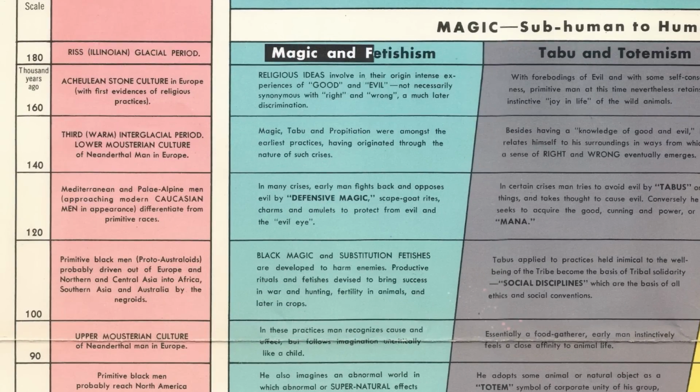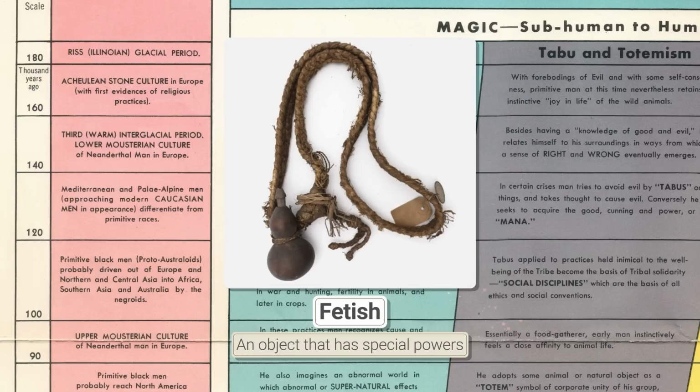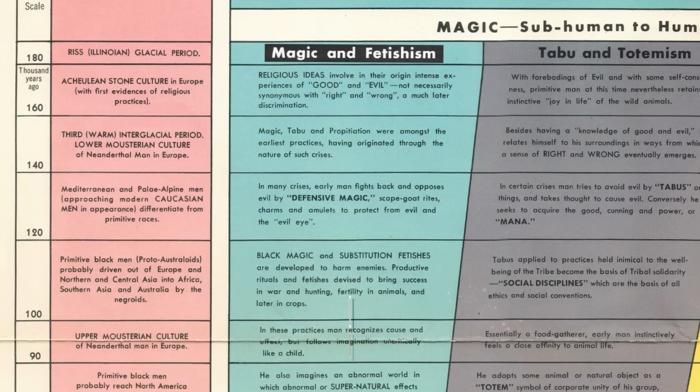The first column is magic and fetishism. You've probably heard the word fetish before, but in a very different context. Here, it simply means an object that has special powers. So the idea is that early humans started to use objects to perform magic, to ward off evil, or to put curses on their enemies.